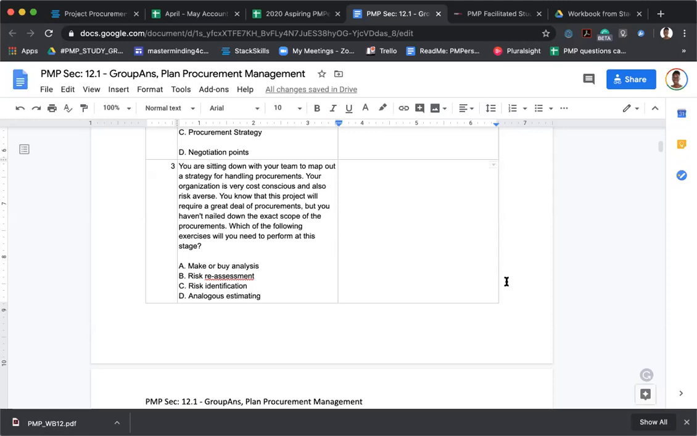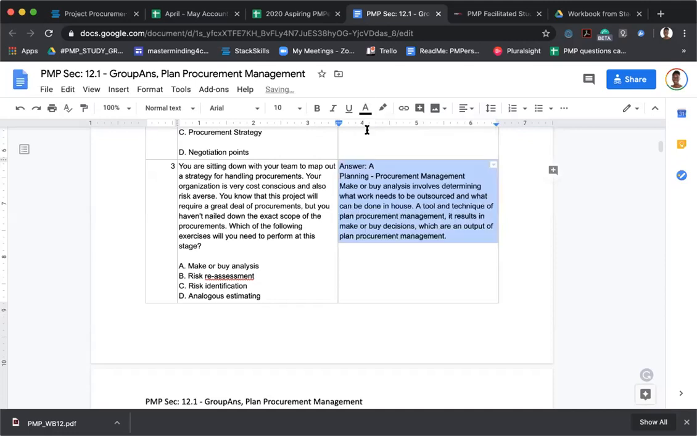It's not D, but you haven't nailed down the exact scope. I haven't heard of risk reassessment. Is that a term? No, I haven't heard of it either. So I'm guessing C. Yeah, I'm thinking A just because we're in procurement. Makes sense.